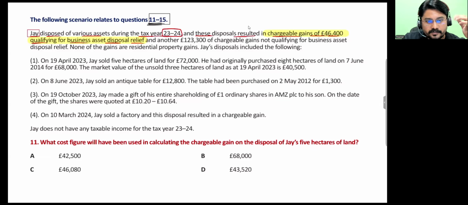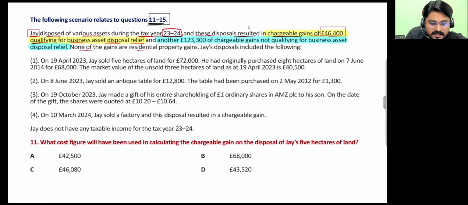Remember, any gains which qualify for business asset disposal relief are straightforwardly taxed at 10% regardless of the status of the taxpayer. Another gain of 123,300 is not qualified for business asset disposal relief. For gains not qualified, the capital gains tax rates will be decided upon the status of the person, whether a basic rate taxpayer or a higher or additional rate taxpayer. But any gains which qualified for BADR are straightforwardly taxed at 10%.